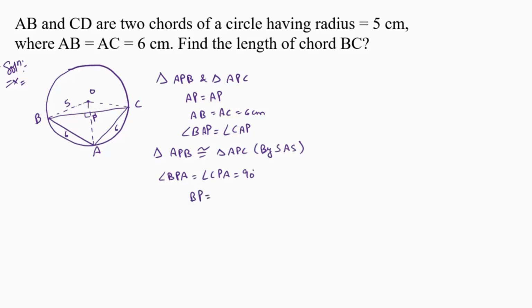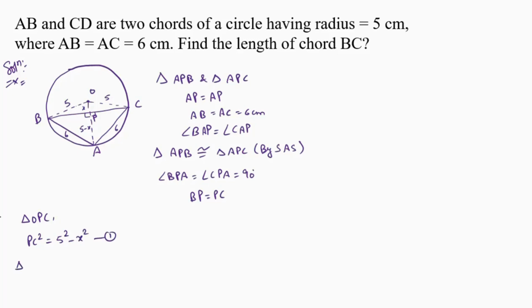BP equals to PC. Now let the distance OP be x and PA is equal to 5 minus x, as the length OA is 5 cm and OC is also 5 cm, since these are the radius. Now consider triangle OPC and apply Pythagoras theorem. We get PC square equals to 5 square minus x square. Name this equation as 1.